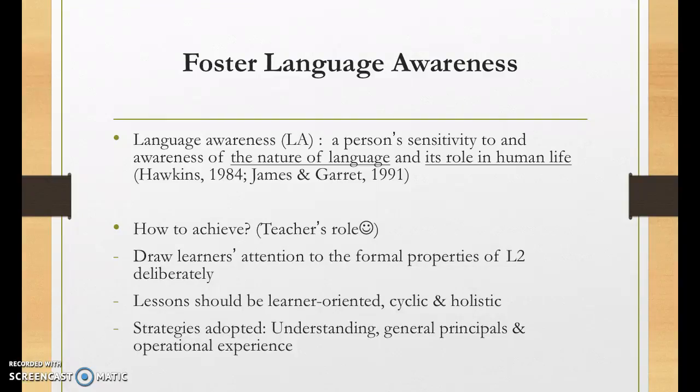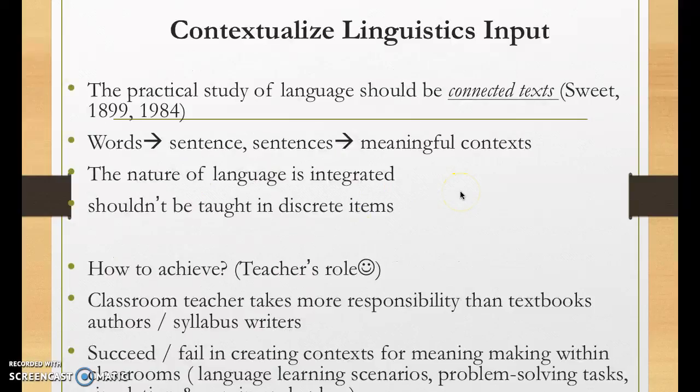I put lessons should be learned and oriented, but I think that's pretty self-explanatory. And strategies adapted. Like I was saying, understanding of general principles and operational experience should go along as the teacher and the students interact, and start adapting it. I'm sorry, it's supposed to say adapted, not adopted. Once again, here are my references if you want to check them out.